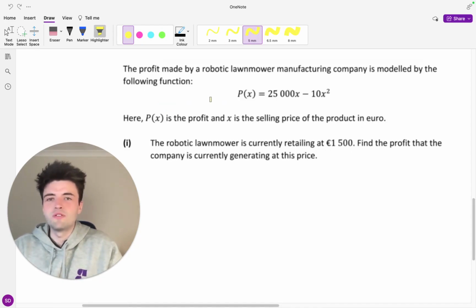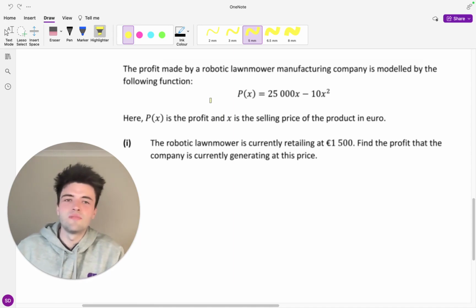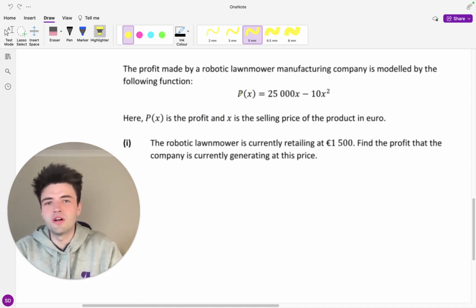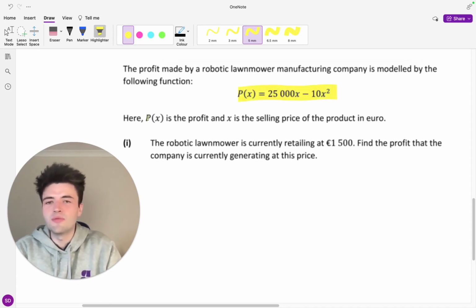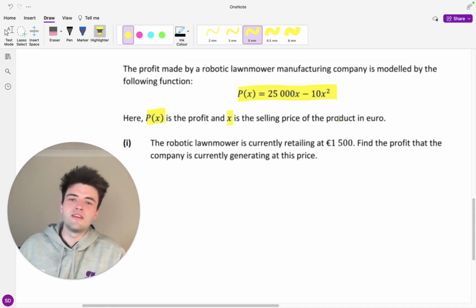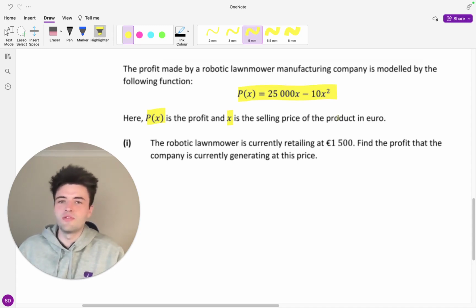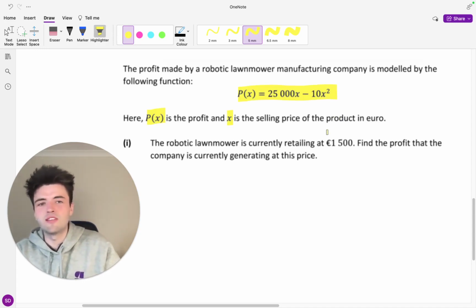So in this final part, we're told the profit made by a robotic lawnmower manufacturing company is modeled by the following function. So p of x is equal to 25,000x minus 10x squared, where p of x is the profit and x is the selling price. So in other words, we plug in the value of x, which is the price it's selling for, and p of x is going to be the amount of profit we get at that price.